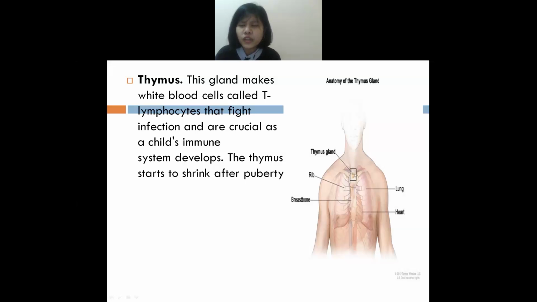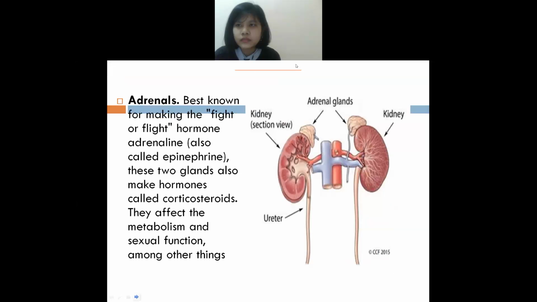And this thymus, what will you find? It will start to shrink. Understand? Shrink means it will start to slow down. That is after puberty. After puberty means when a child grows older, it will start to shrink. Understand, everyone? Yes, ma'am.